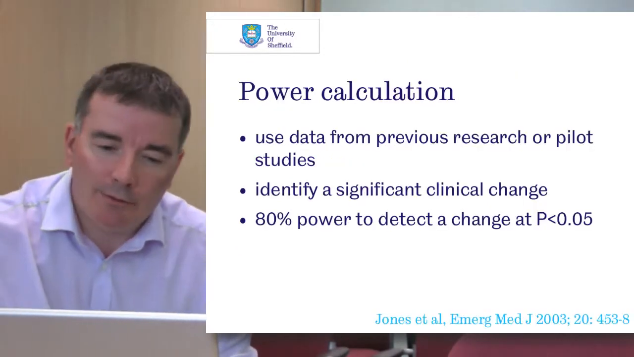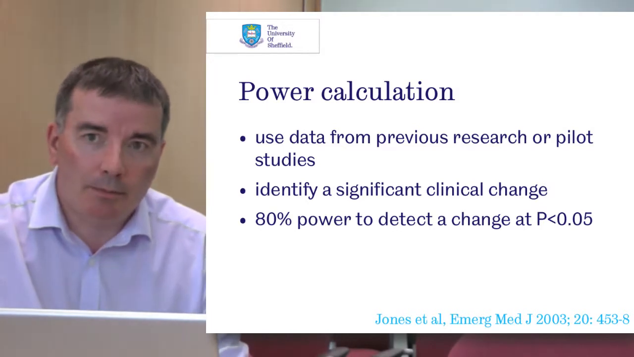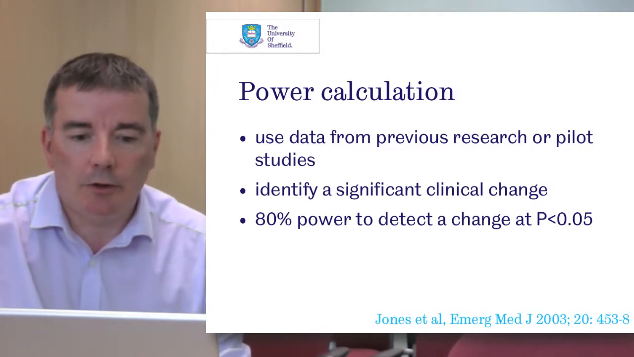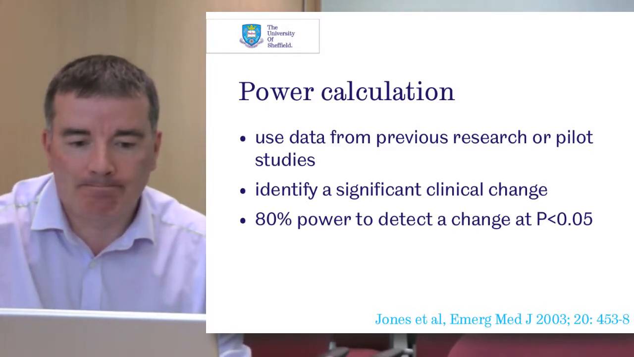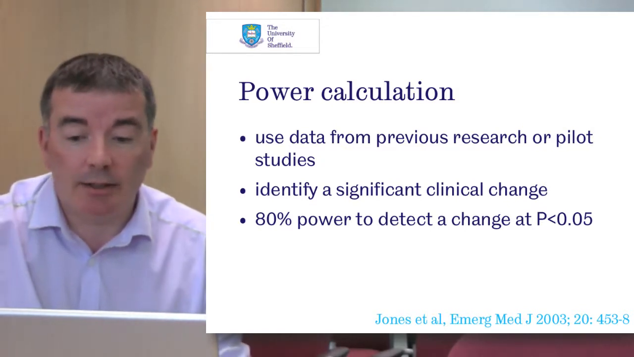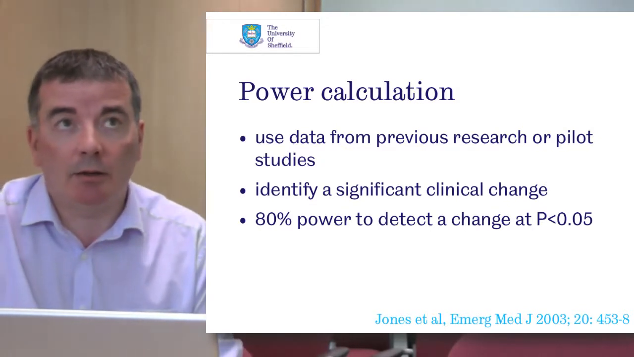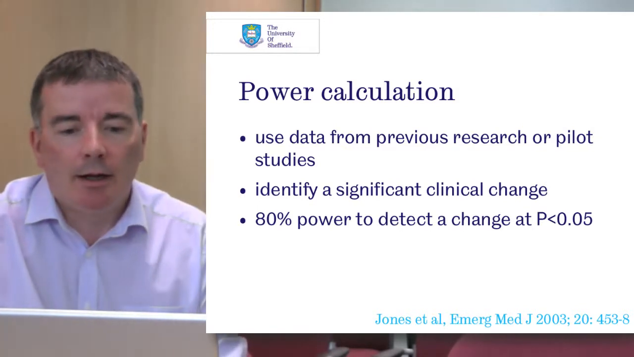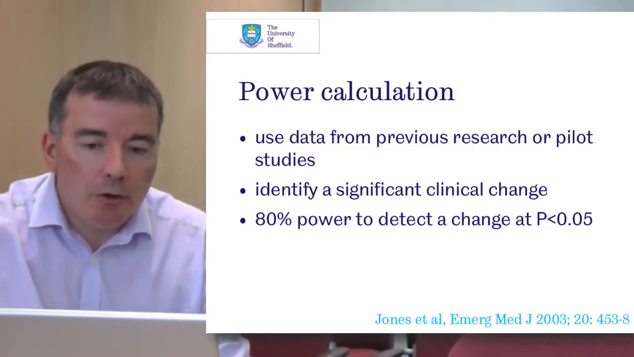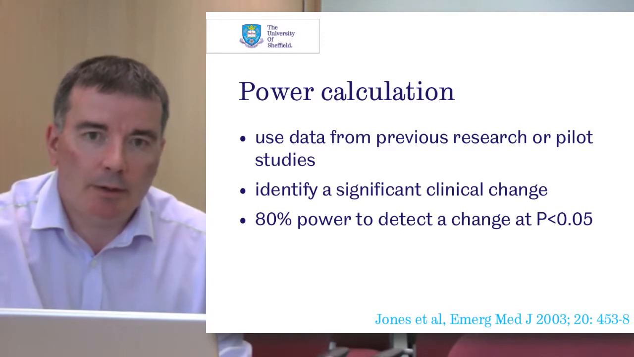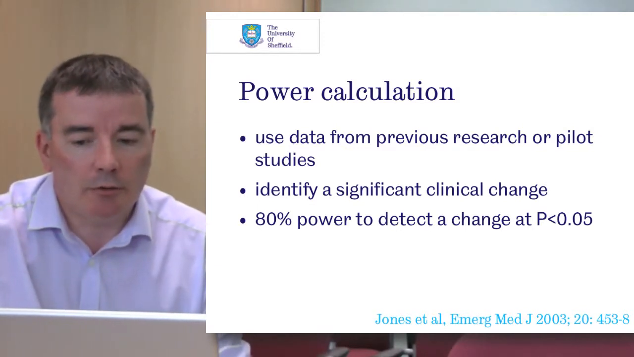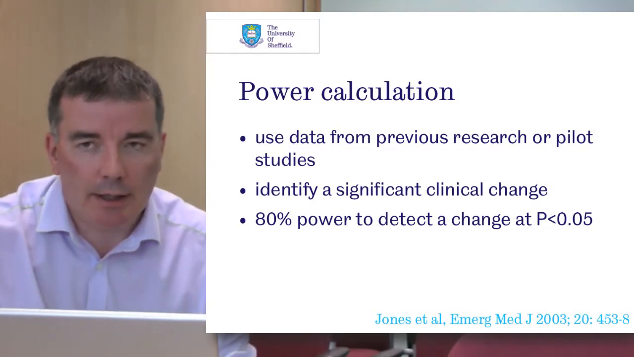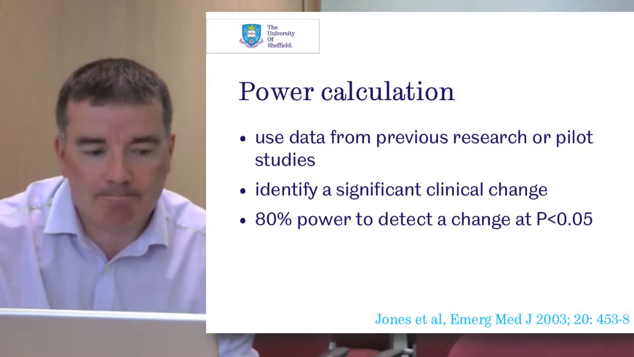So how, in terms of your research, do you do a power calculation? Because you can't just do an educated guess and say something like, well, I suppose 30 patients will be enough. The best way to do it is look for a study that has done a similar piece of research to the one you're involved with and use the data from that research.